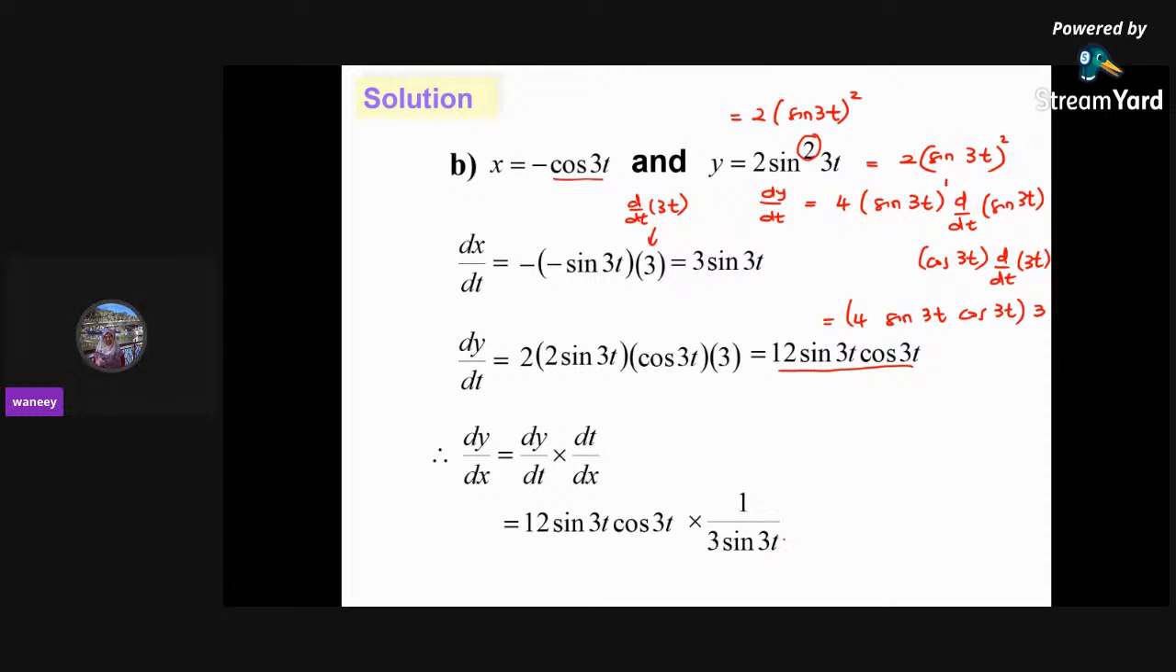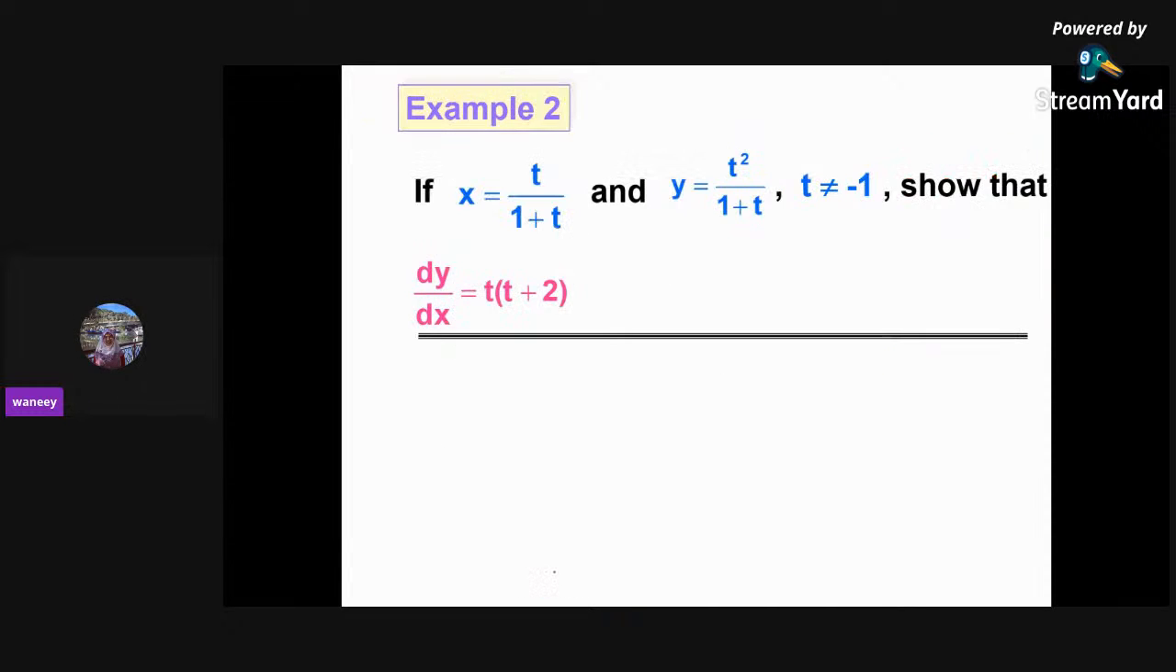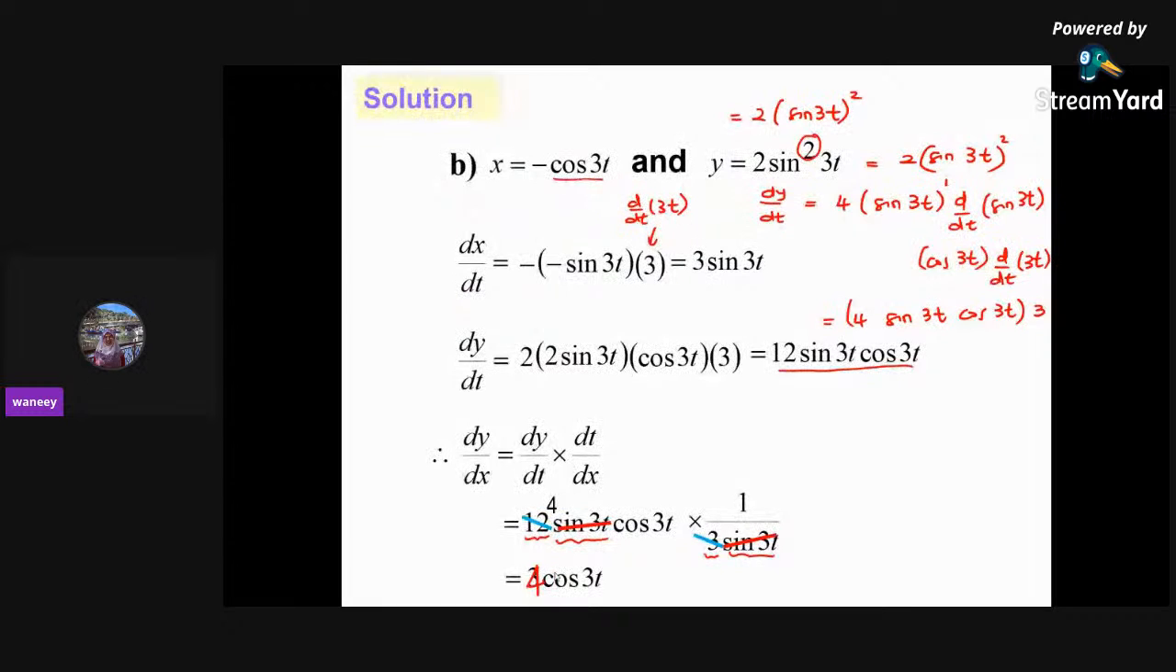And then we should try to simplify them as much as possible. So we've got a 12 over here, 3 over here. So you can actually simplify them. And then sine 3t over here, sine 3t over here. So you can also simplify that term. Okay, cancel out. So what we have left is simply 4. Not 3, 4. 4 times 3. So this is 4 cos 3t.